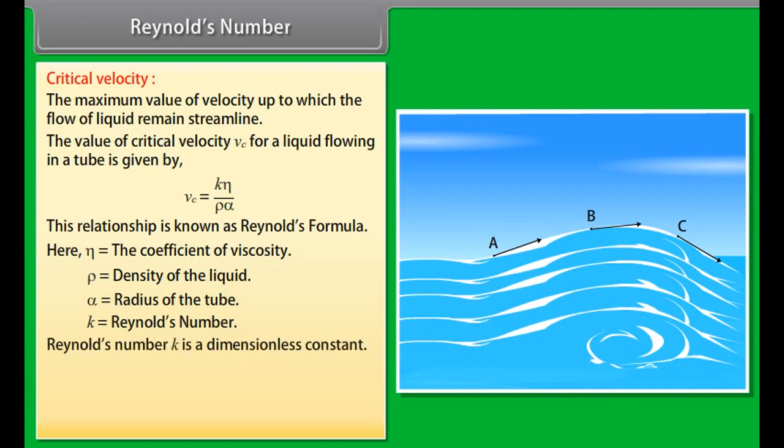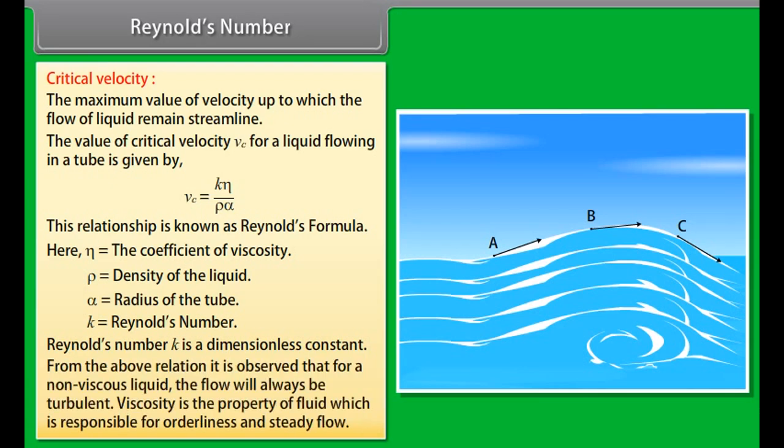Reynolds number K is a dimensionless constant. From the above relation, it is observed that for a non-viscous liquid, the flow will always be turbulent. Viscosity is the property of a fluid which is responsible for orderliness and steady flow. Surface tension.